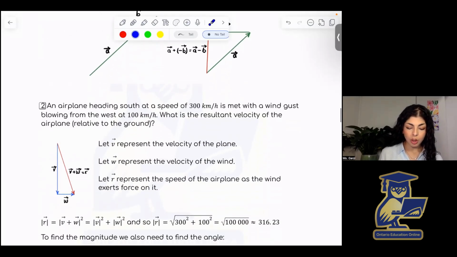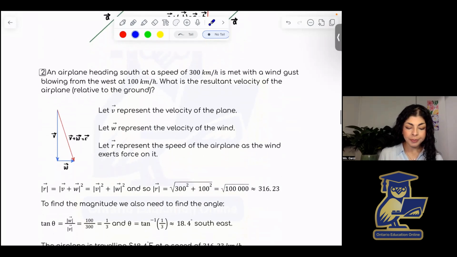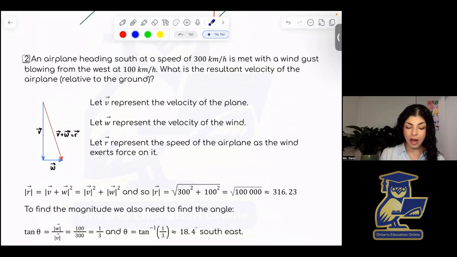Now let's try to solve an application question here. An airplane heading south at a speed of 300 kilometers per hour is met with a wind gust blowing from the west at 100 kilometers per hour.